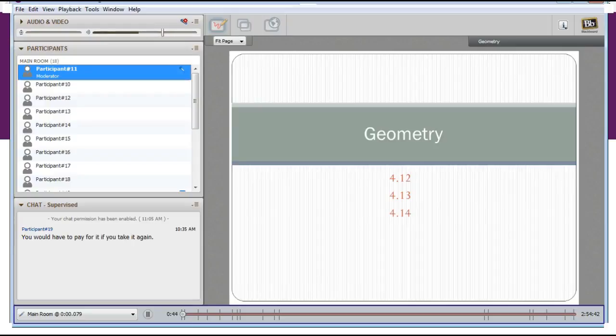That should actually finish up the lessons for Unit 4, and then we're going to be on to the test.